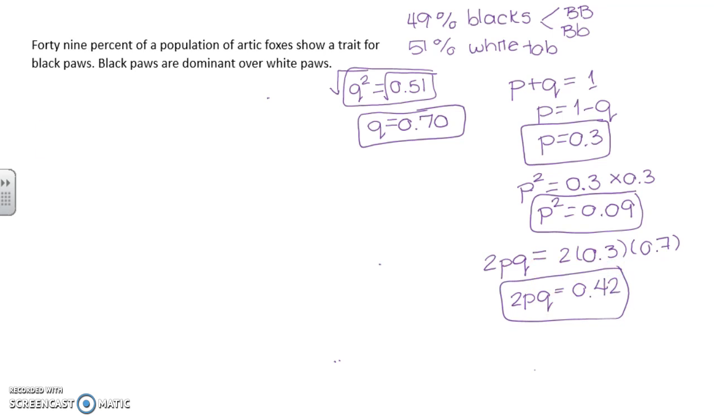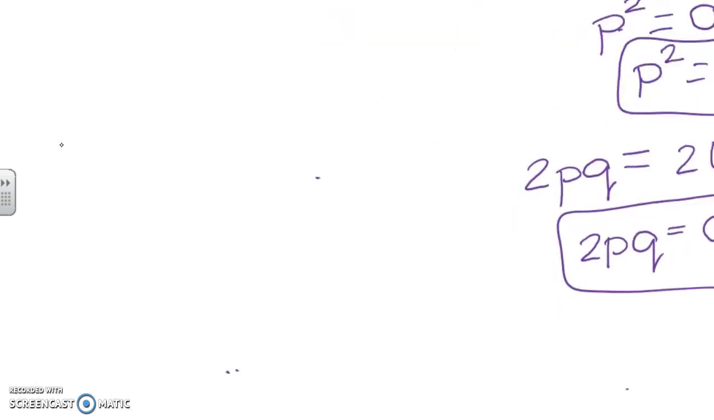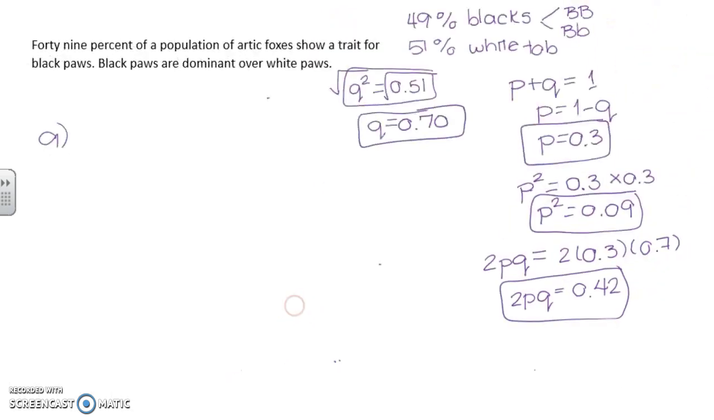But that's not what the problem asks. I asked you for specific things. So letter A, I was asking you for the percentage of the population that is homozygous dominant. So that will be p squared, and since p squared is 0.09, that means that the population that has homozygous dominant is 9%.